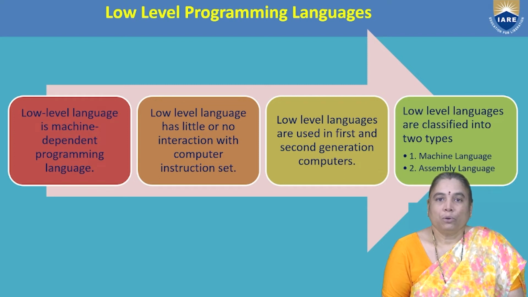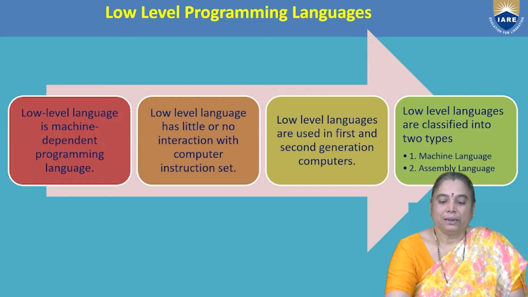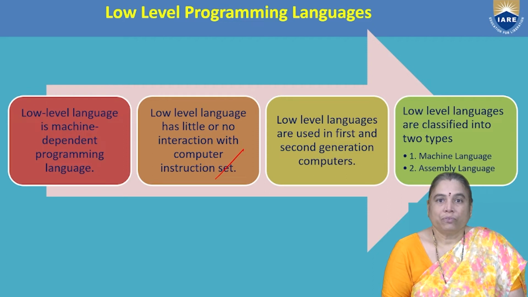Now coming to the low-level languages. What are low-level languages? Low-level languages are machine-dependent programming languages. They are developed for a processor, so they are dependent on the machine. There is a lack of portability for low-level languages. The machine-understandable languages are generally the low-level languages. Low-level language has little or no interaction with the computer instruction set.